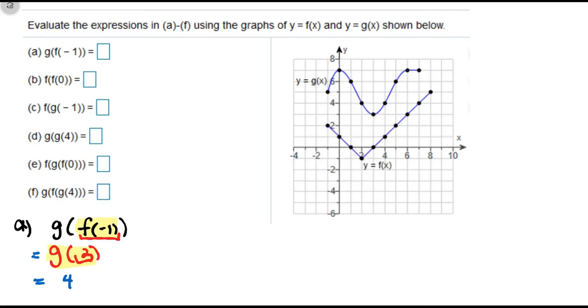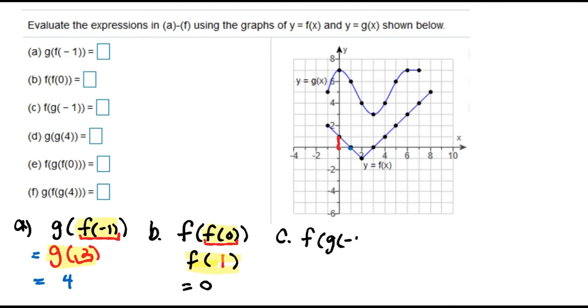Okay, let's try the next one. I have f of f of 0. So we're going to start on the inside, f of 0. Starting with an x value of 0, I'm going to go up to the graph of f, and my y value is a 1 there. I'm going to change f of 0 to be 1. Now I'm going to find f of 1. I'm going to go to where x is 1, go to the graph of f. I'm already at the graph of f, and the y value is 0 there. So f of f of 0 is 0. Let's try the next one.